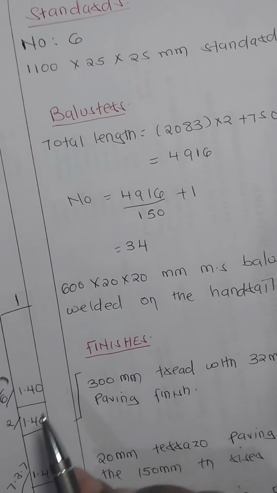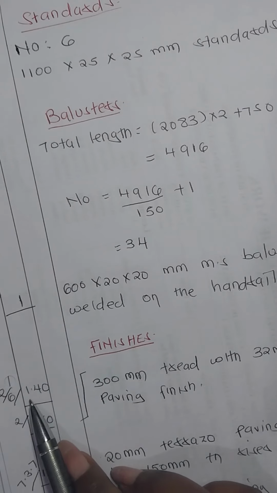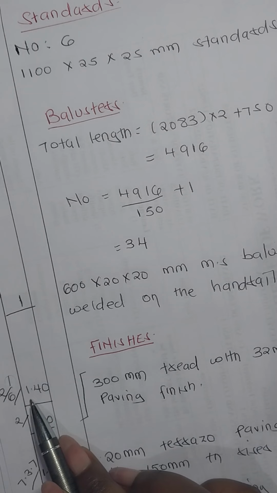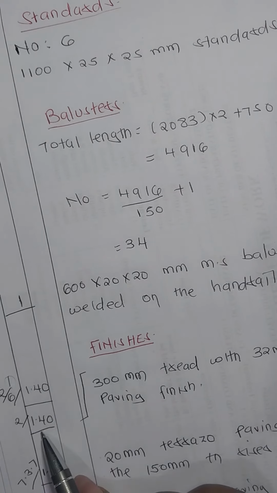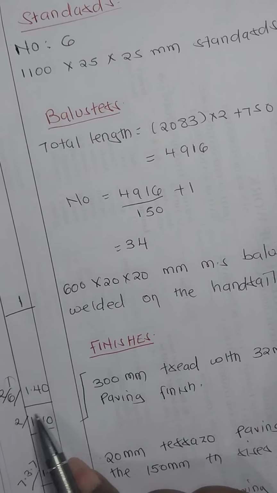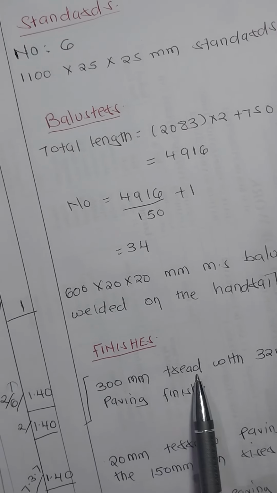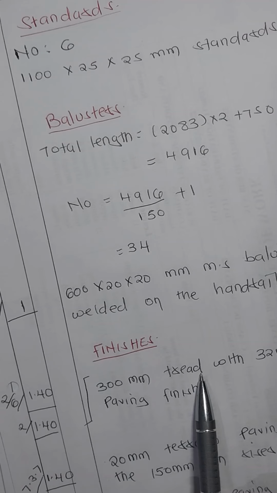So we add 1400 for the tread. That is the length, and then there were 6 treads by 2. This is for the first and the second. For the intermediate, the length is still the same. We multiply by 2. We say 32 millimeters terrazzo on the 300 millimeter thick tread.